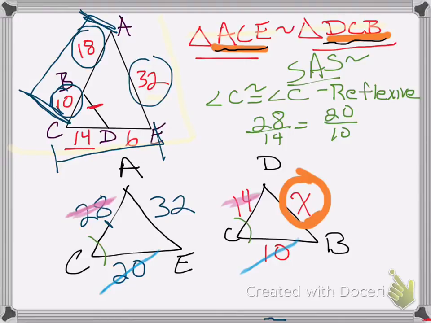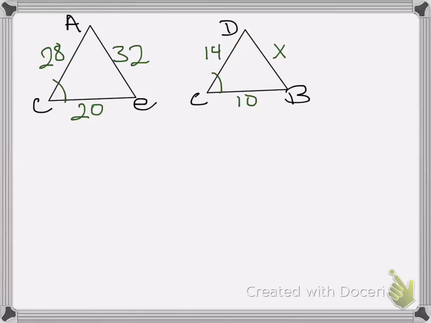28 divided by 14 is 2. 20 divided by 10 is 2. We just check to see that they're proportional. We've already said the angle is congruent, so now we've proved side angle side. So, we just proved that two triangles were similar by using side angle side.